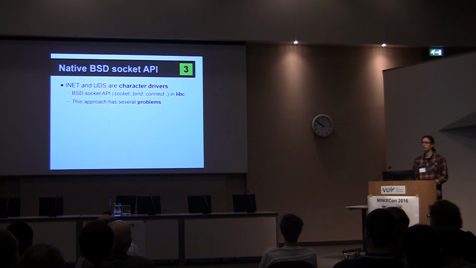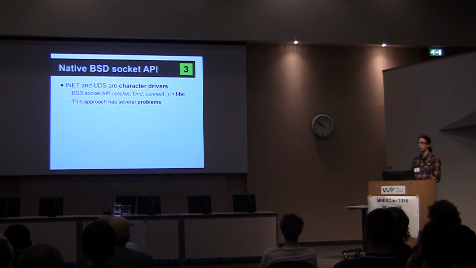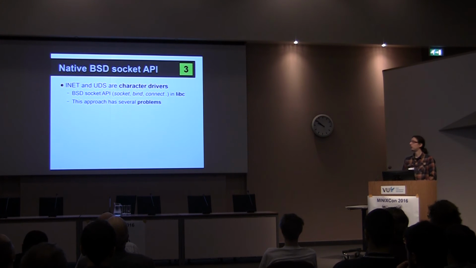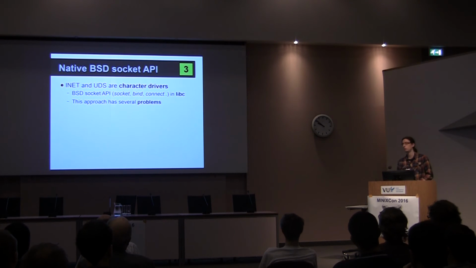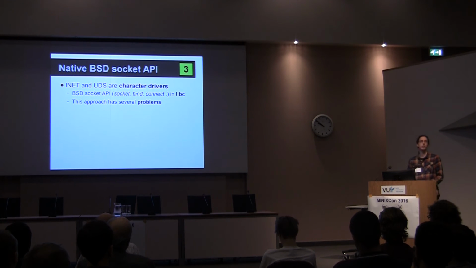First of all, the native BSD socket API. Right now, the 2 network services, the green circles that you saw earlier, INET and UDS, are character drivers. This is kind of interesting. The first time I saw this, I thought, character drivers? The BSD socket API, which you are familiar with in terms of calls like socket, bind, connect, sendto, accept, etc., is implemented as wrappers in libc, basically translating those BSD socket calls into calls usable by character drivers, mostly IOCTL calls.